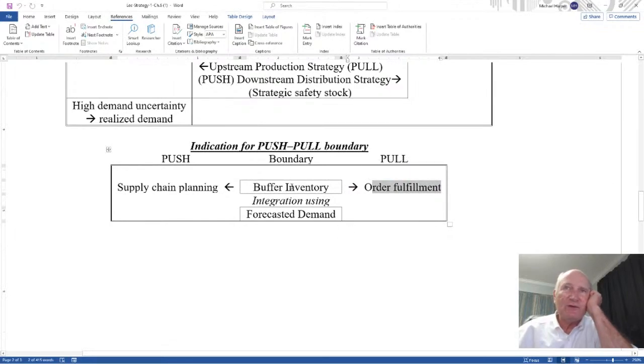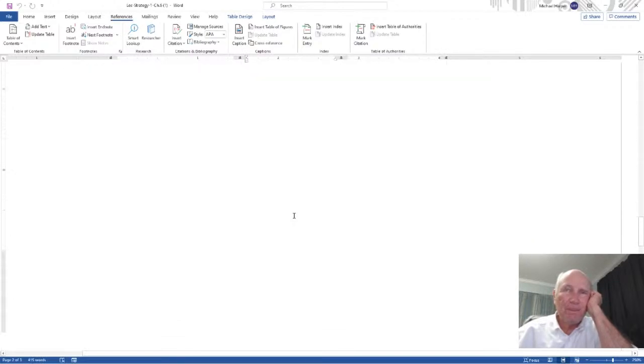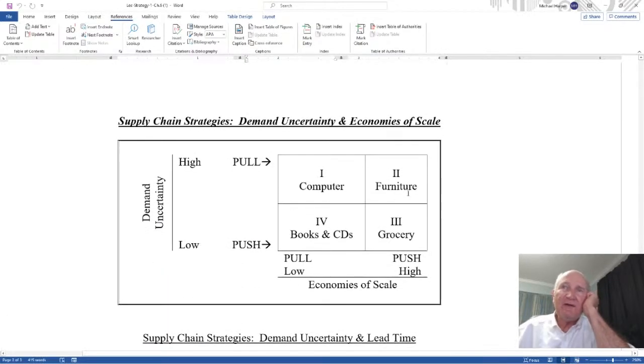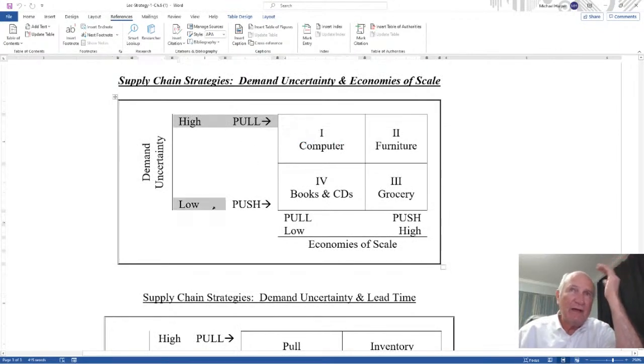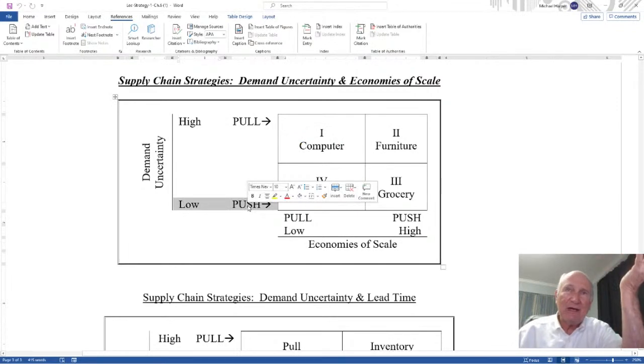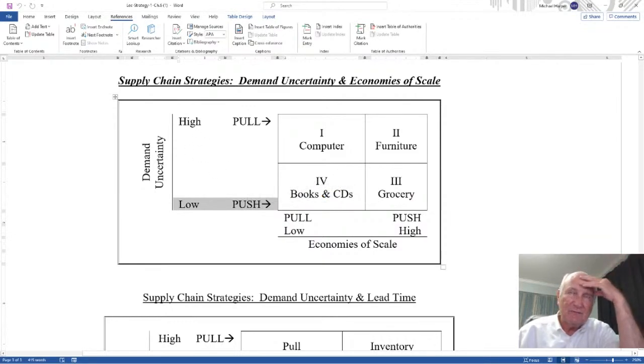Okay, and so the buffer inventory is integrated with your forecasted demand. And so now we have some examples here where you have demand uncertainty. If you have a high demand uncertainty, that indicates pull. Low demand uncertainty indicates push. So if you know exactly what that demand is going to be, you can order large lot sizes and have a push system. If it's highly uncertain, then you'll wait till you have realized demand.